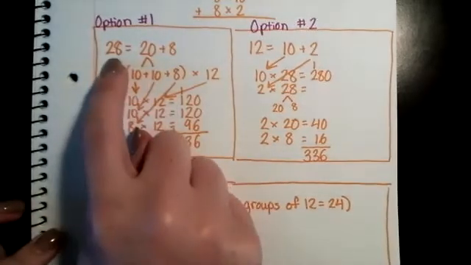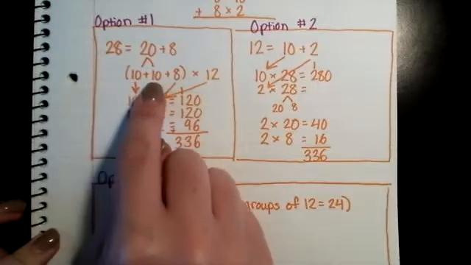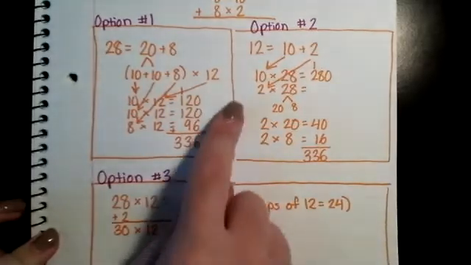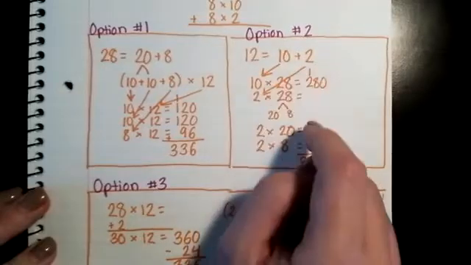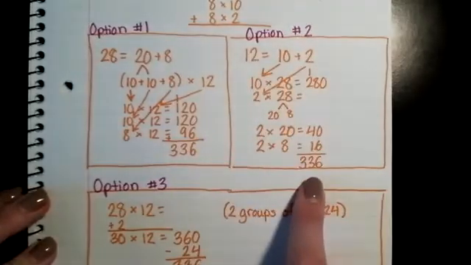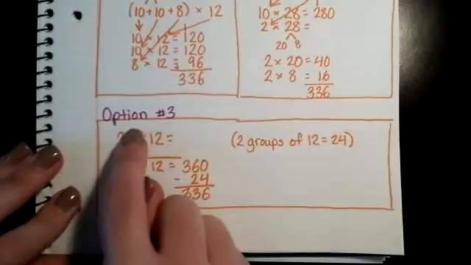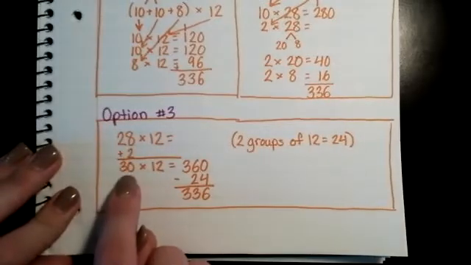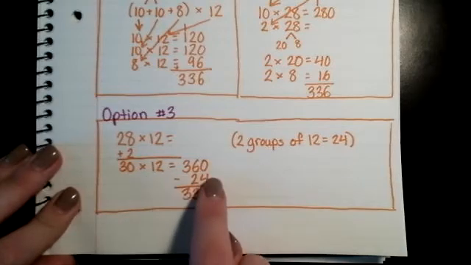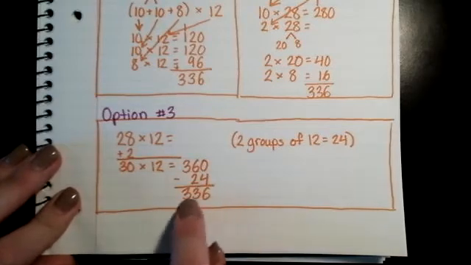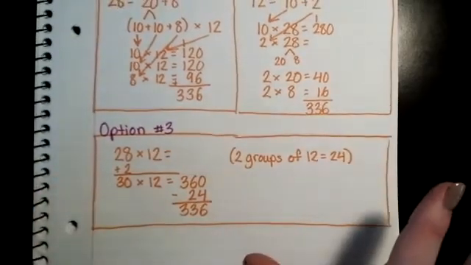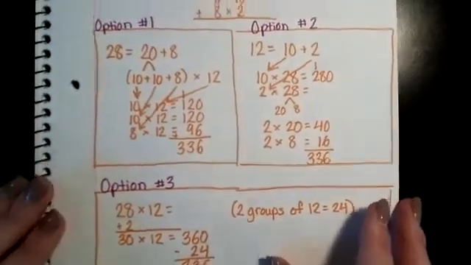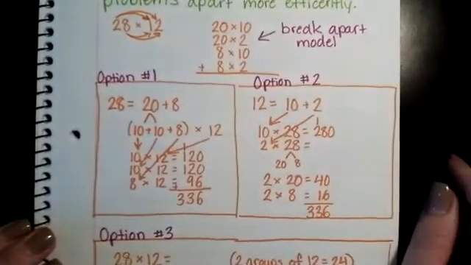Like in this first one, I broke apart 28 into 10 plus 10 plus 8, did my multiplication, and added it up. In my second one, I broke apart the 12 into 10 and 2, did my multiplication, and added them up. In my third one, I adjusted my first number to make it easier to multiply. I made it an even group of 10. Then I had to subtract what I added in the beginning to get my final answer. Whichever one of those works well for you, great, use it. If they don't, use the traditional break apart model.